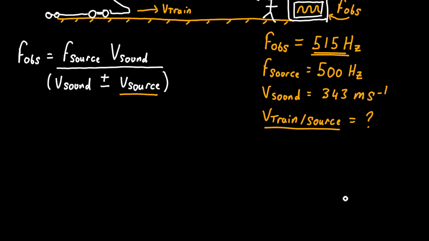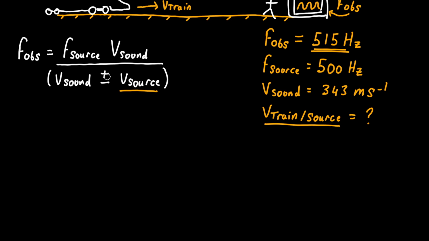Because the sound source is moving towards us, we use the formula with the negative sign. Now we need to rearrange this formula to isolate the velocity of the source of sound, in other words, the speed of the train. So how can we do this? If we multiply both sides of the equation by the denominator, the velocity of sound minus the velocity of the source cancels out on the right-hand side, and we can put it on the left-hand side.